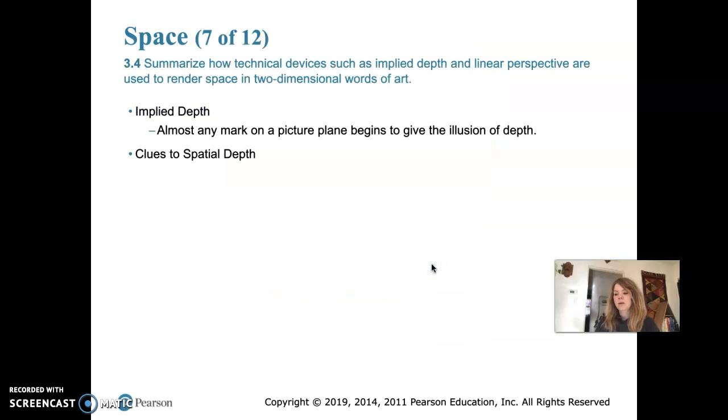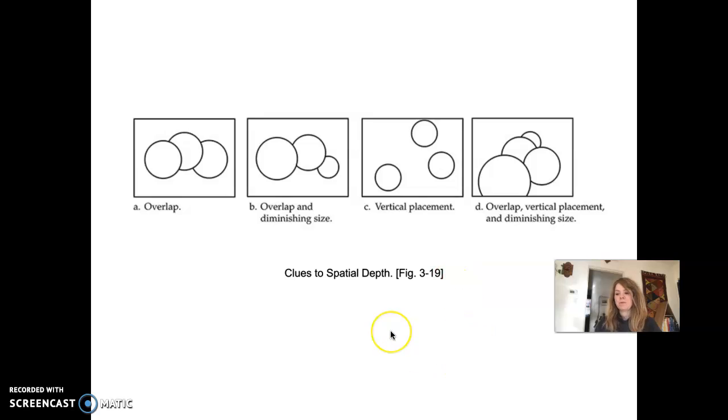Implied depth. Almost any mark on a picture plane begins to give the illusion of a third dimension, depth. Illustrated in the diagram are a few ways artists can indicate space on a flat picture plane. So we'll talk about those. So this is how artists create depth in a flat picture plane.